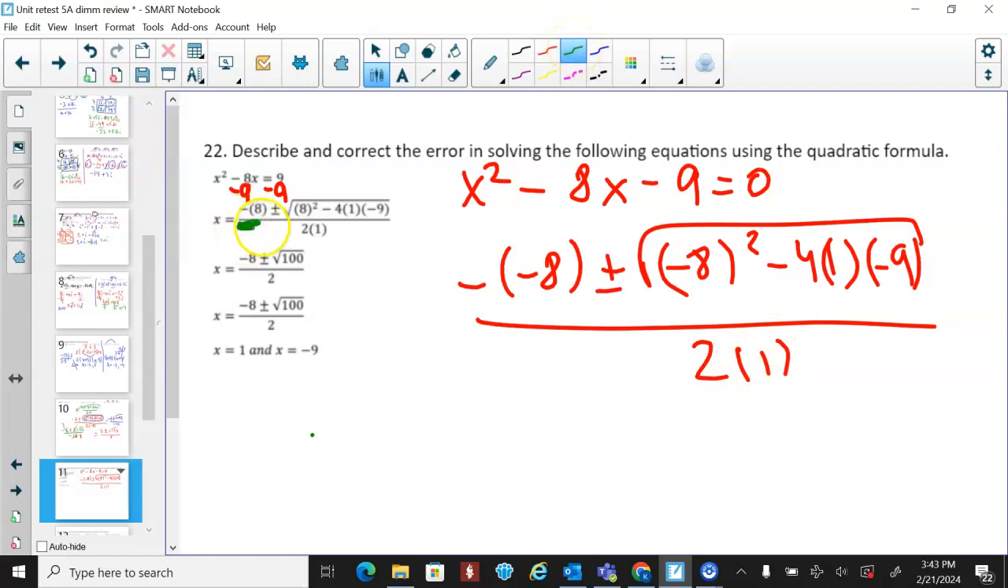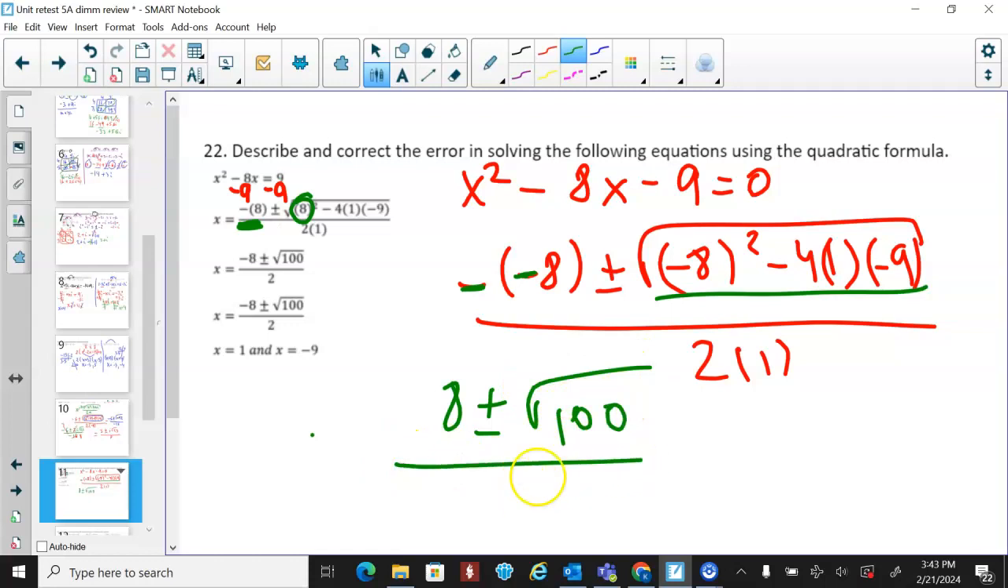So right here, I can tell a mistake. Okay, the person, whoever did it, forgot that it was a negative b, which would make this a positive. Okay, so that would be the mistake. It would be 8 plus or minus. Here, even though they didn't plug in negative 8, because you square it, it's still going to be the same number, but it is going to end up being 100, and then the 2 matches. So the mistake was right here.